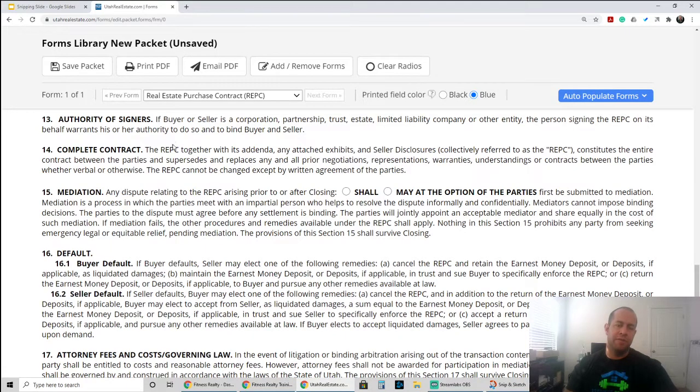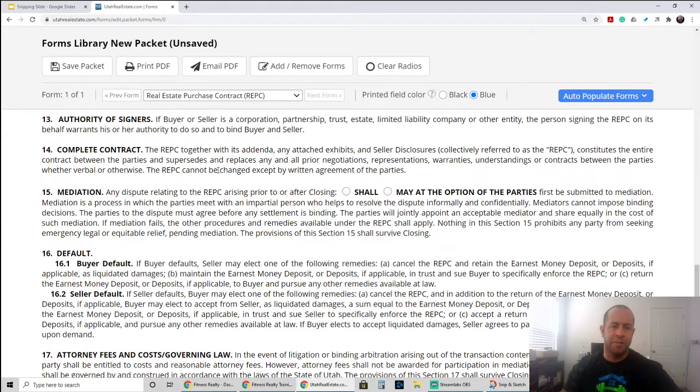Complete contract. Everybody understands that the complete contract is the entire contract between the parties and supersedes and replaces any and all prior negotiations, right? Like every handshake thing you did right up until this contract, all the handshake stuff's gone. It needs to be in writing. You can still have verbal stuff, but I would just write it down. Just write it down in the contract.